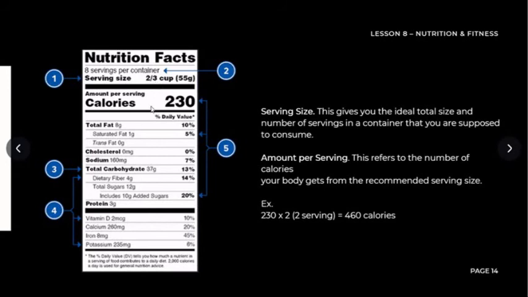Amount per serving refers to the total number of calories your body gets from the recommended serving size. So here, it is said that 1 serving, or let's say 55 grams of this food, contains 230 calories.